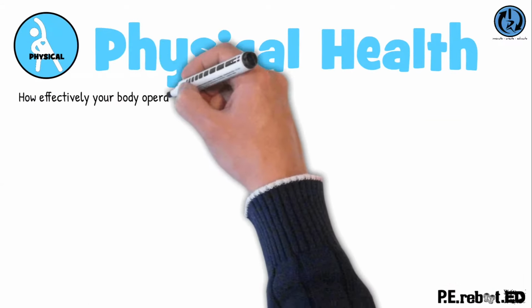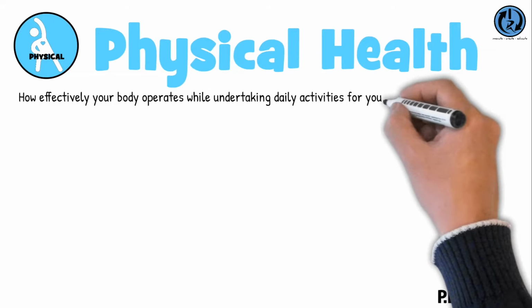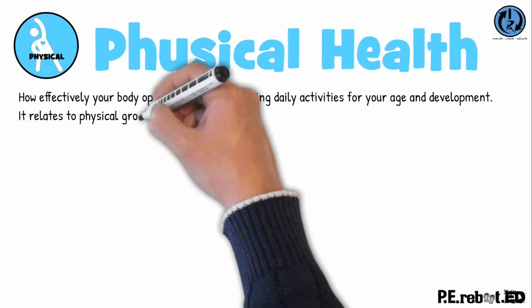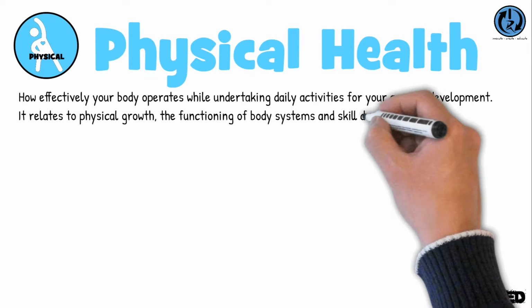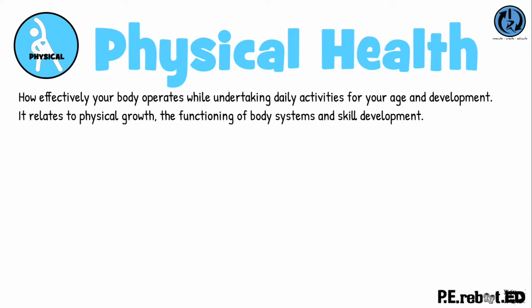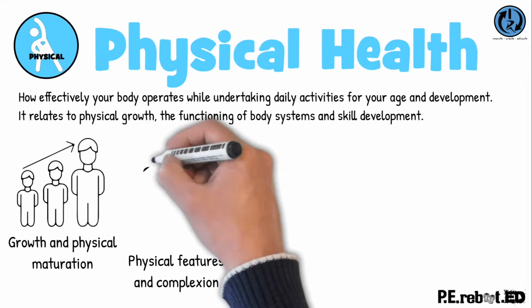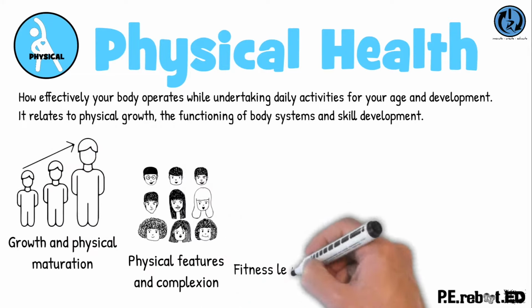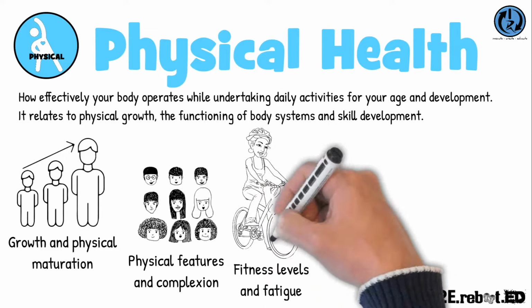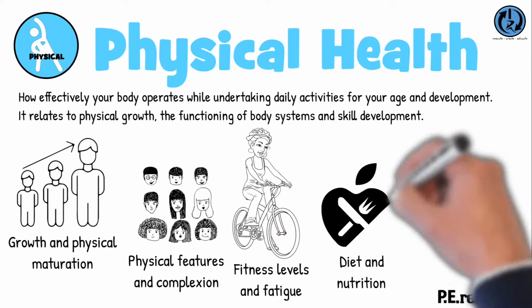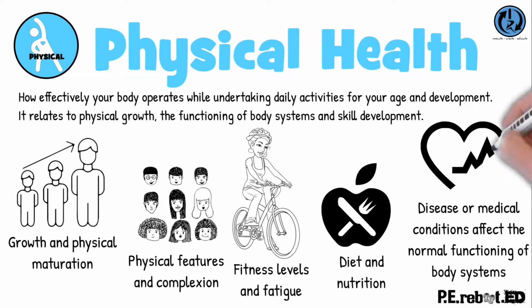The physical health dimension includes factors that affect the body's functioning and ability to undertake and successfully complete daily physical tasks. This dimension incorporates elements such as growth and physical maturation, physical features and complexion, fitness levels and fatigue, diet and nutrition, and any disease or medical conditions that may affect the normal functioning of body systems.